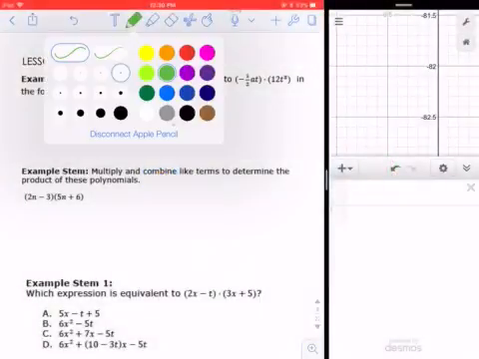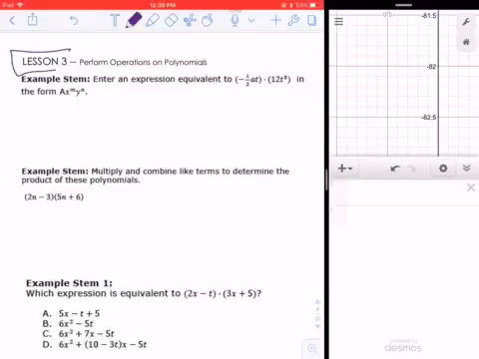Hi team, so today we are on lesson 3. We're performing operations on polynomials. So big words, that just means we're adding, subtracting, multiplying, and dividing things. So enter an expression equivalent to this thing in the form a, x, and then y.